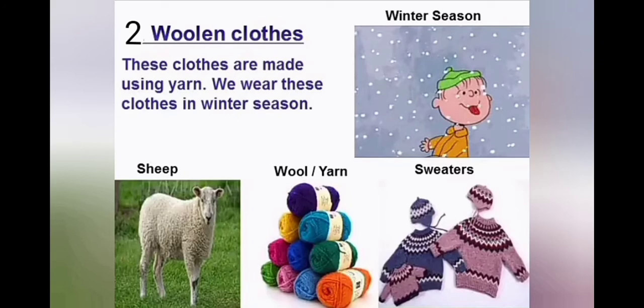Here there are examples of woolen clothes which we wear in the winter season. These clothes are made using yarns. We wear these clothes in winter because they keep us warm. From where do we get wool and yarn? That is from the sheep, which is turned into wool, and then we make beautiful sweaters out of it. Right children?